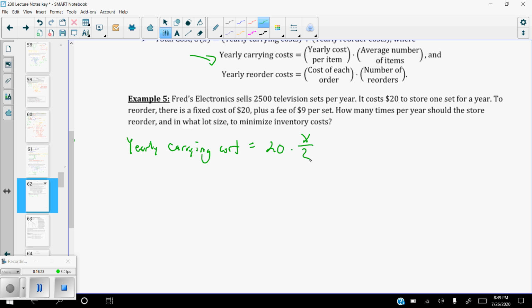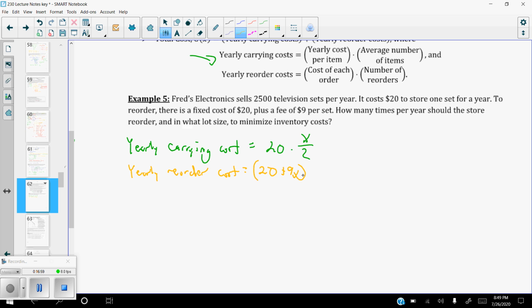Okay, that's going to be our yearly carrying cost. Then we need to look at the yearly reorder cost. So that's going to be the cost of each order. Well, let's see what it says here. There's a fixed cost of $20 to reorder, plus there's a $9 fee per set. So it's 20 plus 9x, because x is the number of sets.